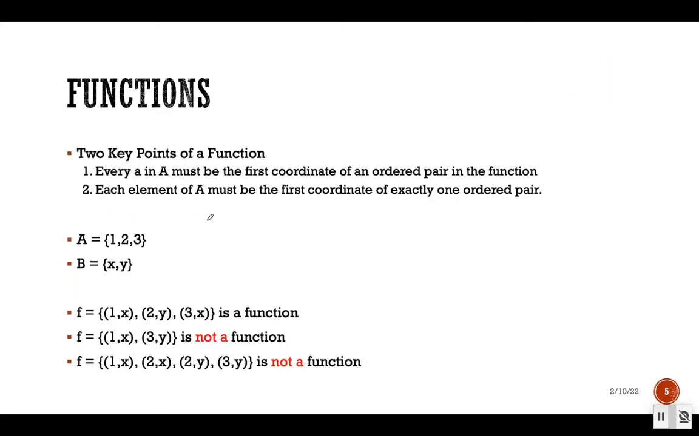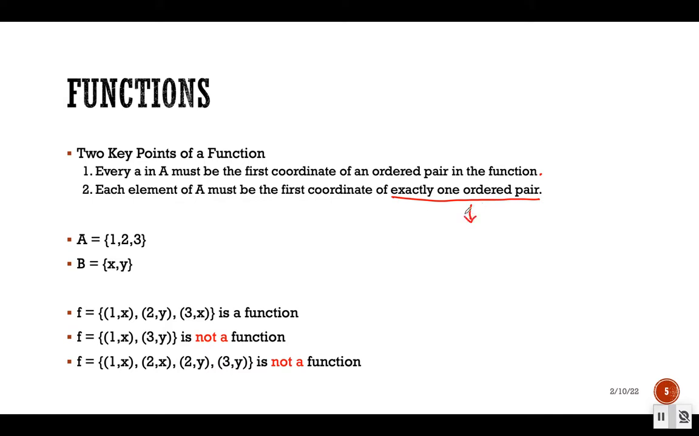So let's see, each function has exactly two key points. It's very important. We have to understand whether it's a function or not. We have to understand the two key points of a function. Every a in A must be the first coordinate of an ordered pair in the function, and each element of A must be the first coordinate of exactly one ordered pair.